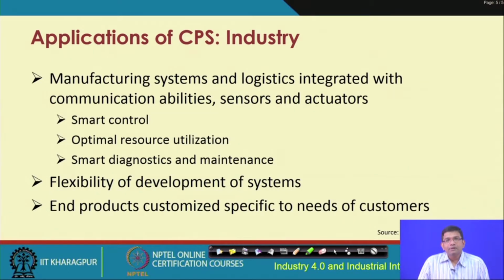These smarter cyber physical manufacturing systems can perform different things such as smart control, optimal resource utilization, smart diagnostics and maintenance, safety of the industrial environment, safety of these machines, and smart monitoring of the health of these machines. All of these things could be performed using machines which have been made cyber physical. So these would be examples of cyber physical systems for use in the manufacturing industry.